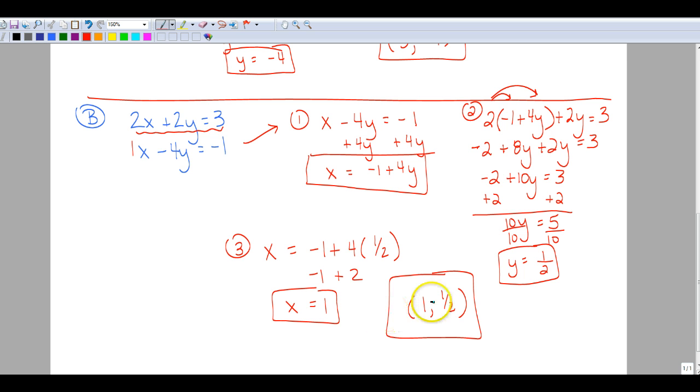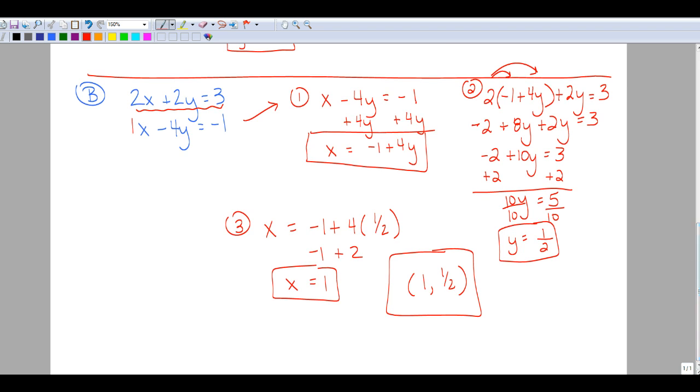And then you can always double check. You can plug it in. It should work for both of the equations. And that should give you your answer.